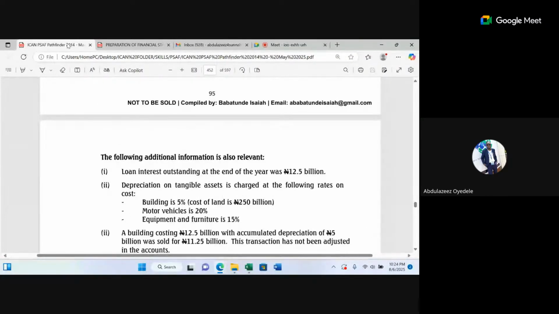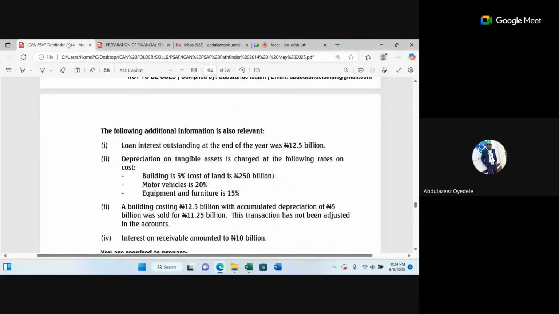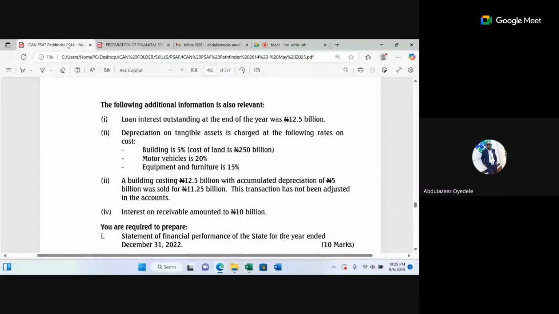All right. So you need to look at this particular transaction, that is item number 3 of the additional information, to see if it results in a loss or a gain on disposal.